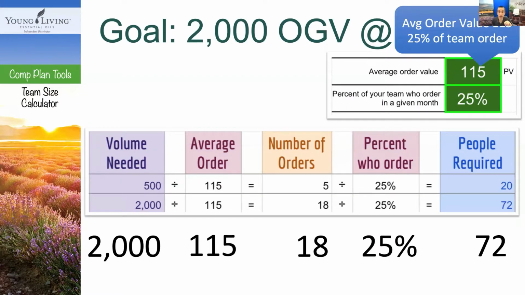All right, another example. In this example, we're going to look at an average order value of 115 PV, where 25% of our team order in the given month. You can see here that the people required to reach our goal of 2000 OGV this time is 72. So that's significantly more than the previous one.